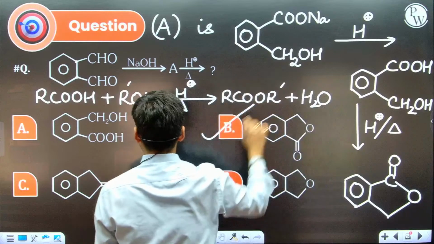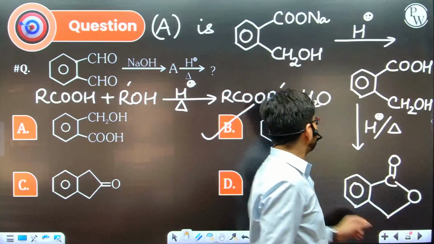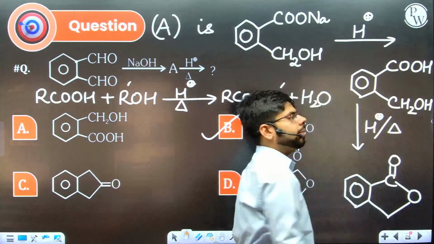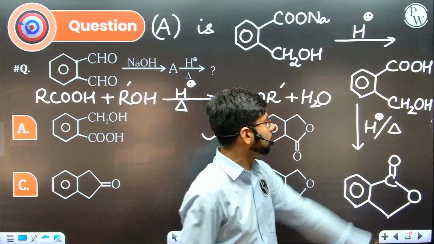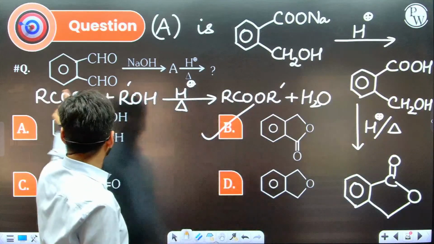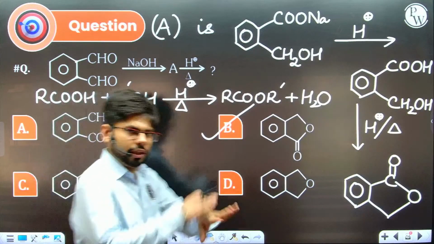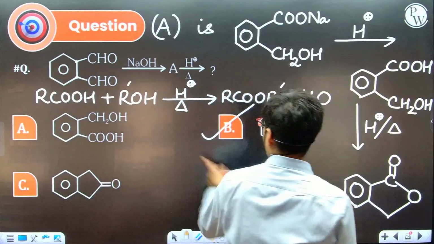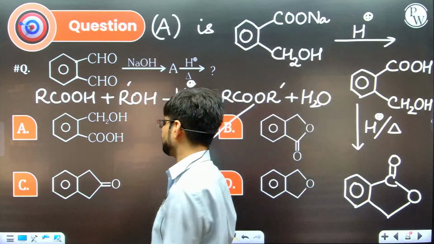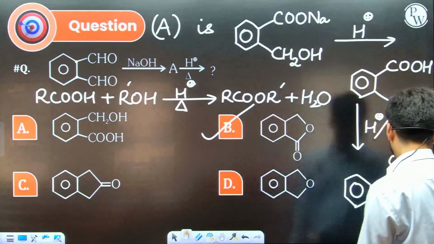So same thing has happened. So this is the ester formed. Here this is the ester formed. The difference between this reaction and this reaction is that here we have performed intramolecular esterification because both the functional groups are present within the same molecule. Here the two functional groups, carboxylic acid and alcohol, are in different molecules. But the process is same. We have performed esterification. Okay. Next question.